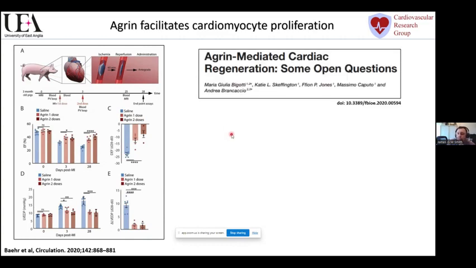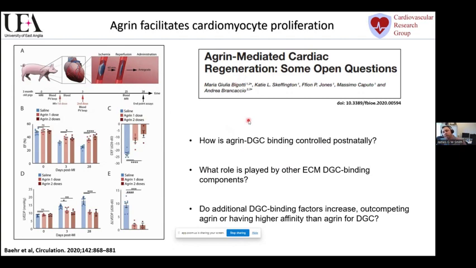But there are unanswered and open questions, and some of them have been reviewed in particular review papers, such as the one shown here, talking about this agrin-mediated cardiac regeneration and what we understand and what we don't understand. And when you look at some of the open questions, it's about the dynamics of how agrin binding to the dystroglycan is controlled postnatally during maturation. And what's the role played by other ECM components? And do they have the capacity to outcompete agrin or have a higher affinity for the dystroglycan complex? Again, we don't fully understand this dynamic.